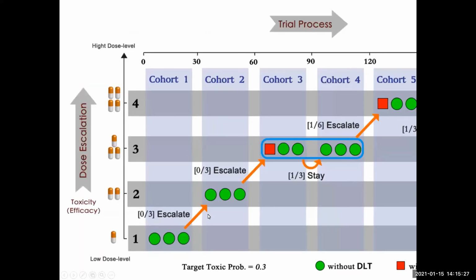So this is a schematic chart. You start with 3, and there's no DLT, you escalate. No DLT, you escalate. And you saw 1 DLT, you add 3 more. If out of the 6, you have only 1, then you keep escalating. Whenever you get 2 or more toxicity, you go back down to say, well, that level is where your MTD has been exceeded. So this is a very typical 3+3 design.